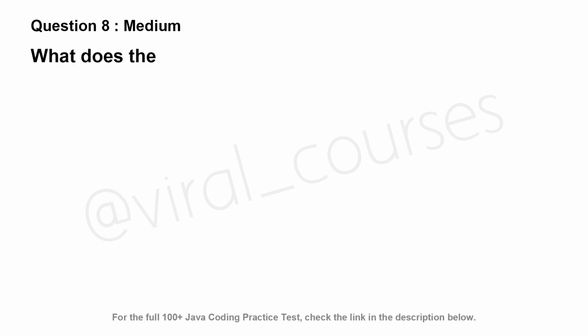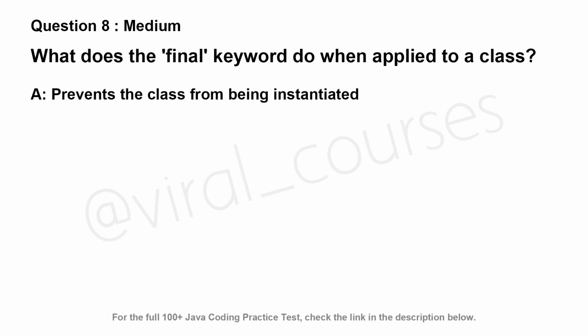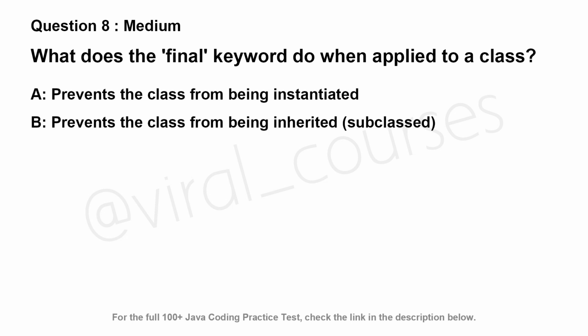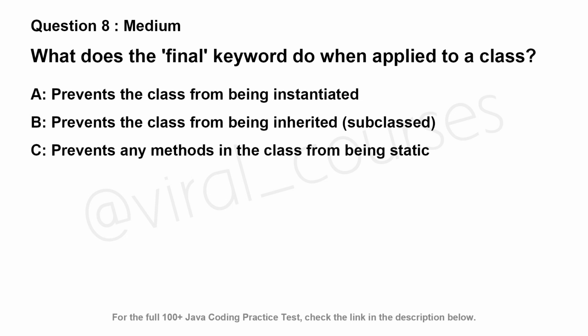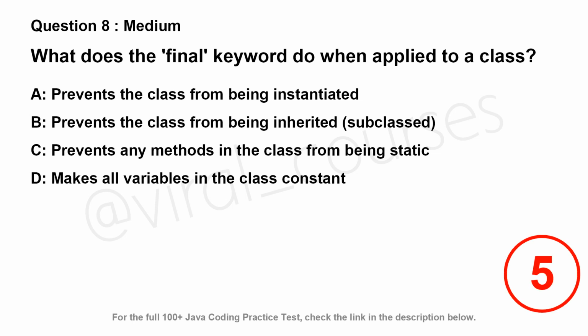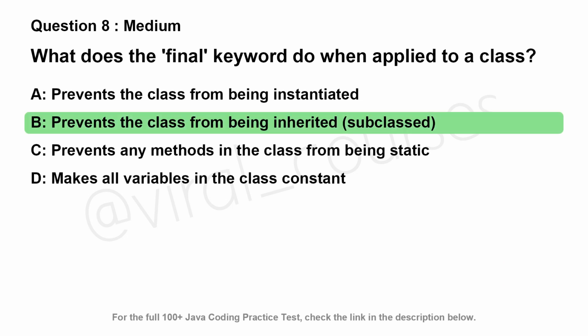What does the final keyword do when applied to a class? Option A. Prevents the class from being instantiated. Option B. Prevents the class from being inherited, subclassed. Option C. Prevents any methods in the class from being static. Option D. Makes all variables in the class constant. The correct answer is B.